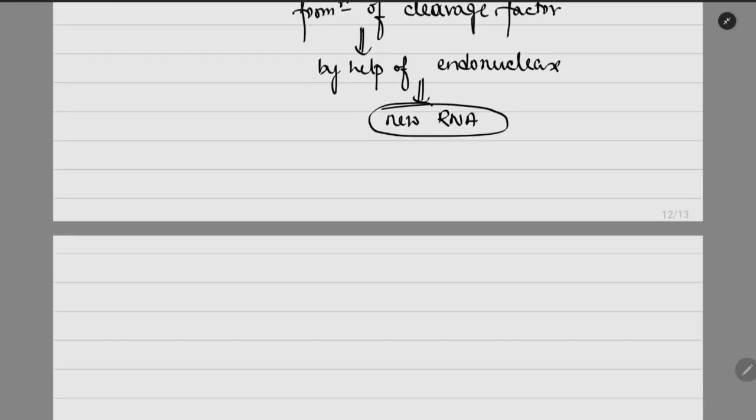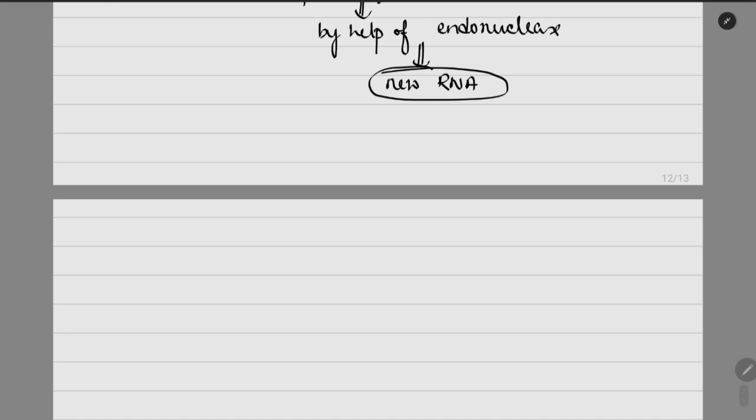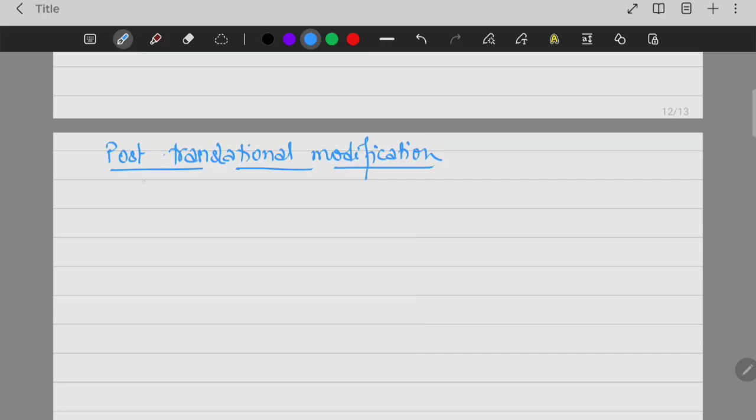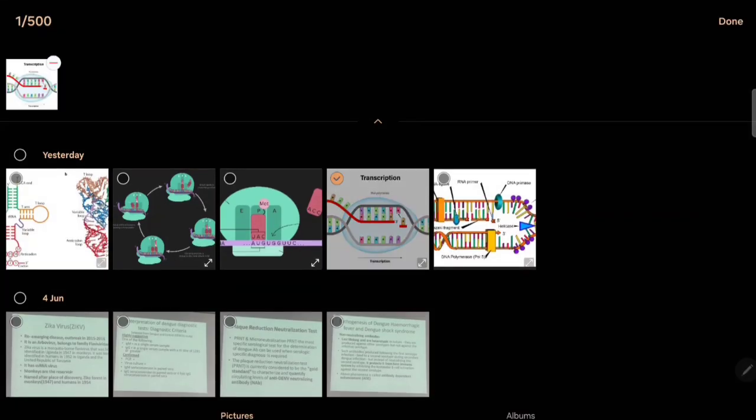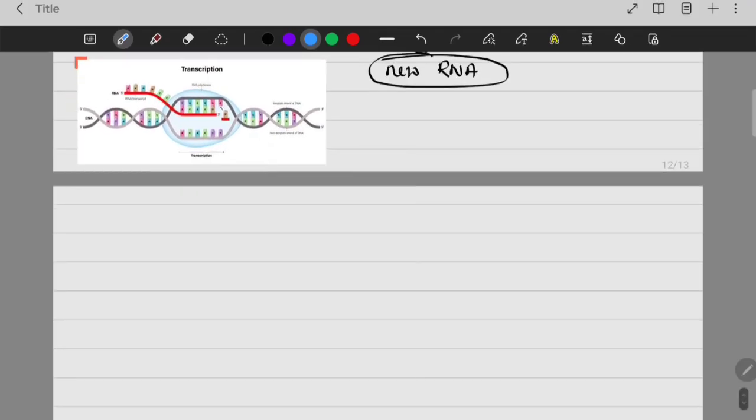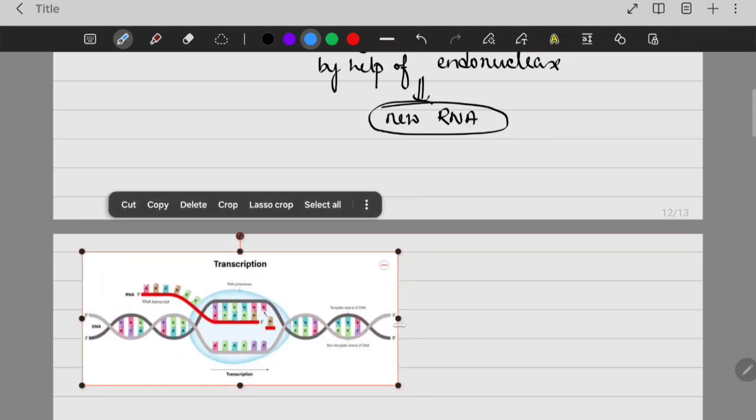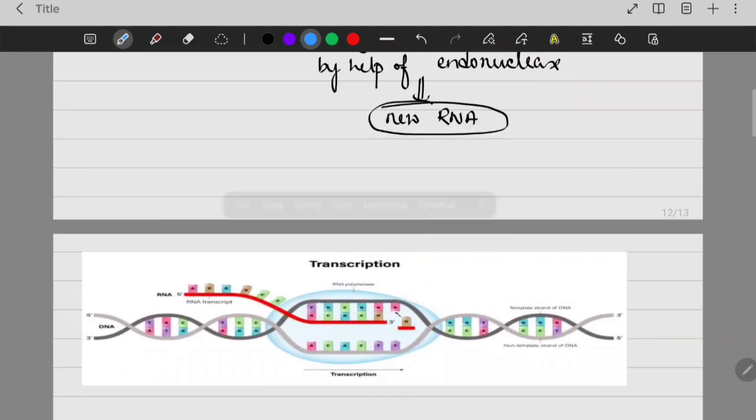So after this new RNA is formed, there are many modifications that will be taking place in this RNA. So they are known as post-transcriptional modifications. So the next point is the post-transcriptional modification. Before that, I should show you a diagram here about the transcription. Now see here.